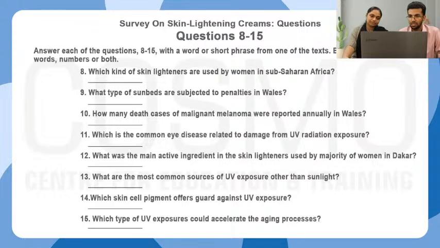Skin cell pigment is one, guard is another one, and finally UV exposure. Those are the keywords: skin cell pigment, guard, and UV exposure. So, in which text can you find these keywords? Yes, Devi Nandana, pigment. Student Lifestyle is saying it's melanin. Right. Let's see if more people are responding to the question. Okay. So we got one answer.